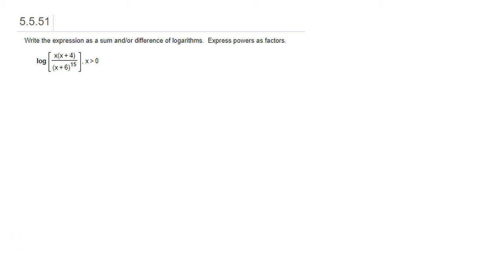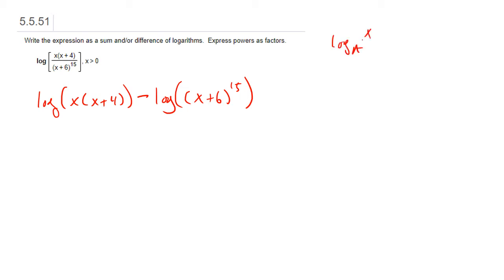So similarly, okay, we've got a product and a quotient. So let's deal with the quotient first. So here, we were using this law of logarithms that we haven't used yet so far in this assignment, that the logarithm of a quotient can be expressed as the difference of logarithms. And the numerator was x times x plus 4, and the denominator was x plus 6 to the 15th. So I have the logarithm of the numerator minus the logarithm of the denominator. Now that first term can be broken up as a sum of logarithms.